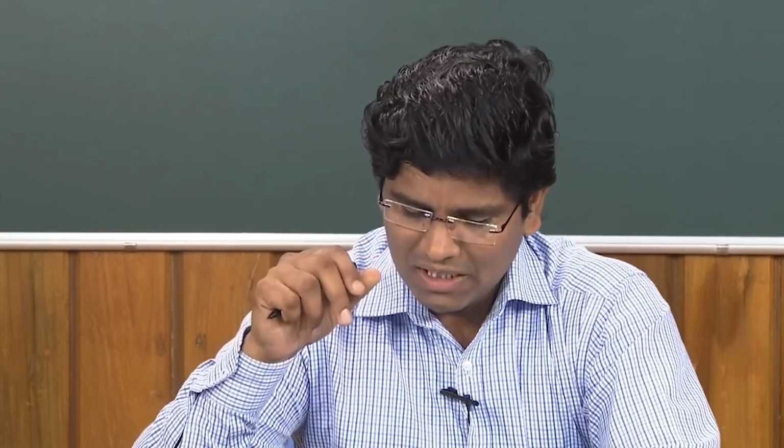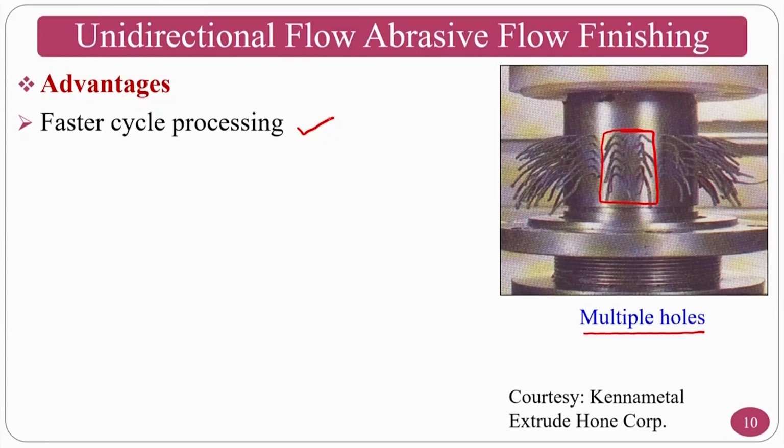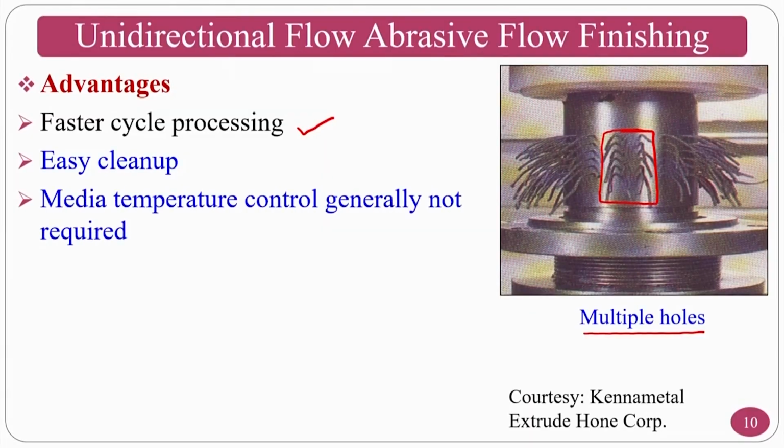They then manually place this medium back inside the medium cylinder. The advantages of this process are faster cycle processing and easy clean-up, because this is external, so even an inexperienced person can collect it. There is no need for a highly expert person whose payment would be very high. So normal persons can easily clean up. Medium temperature control is generally not required, because here the medium comes out in one go, so there won't be a requirement for any temperature controlling unit.